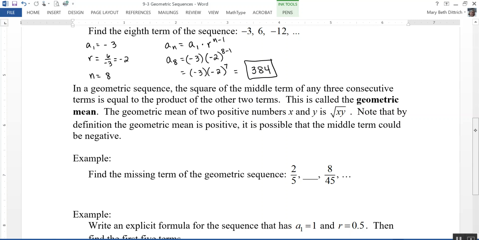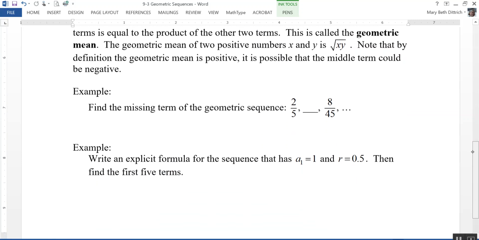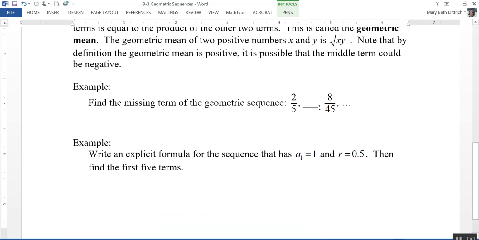So next example says find the missing term of the geometric sequence 2/5, and there's my blank term, and 8 over 45. So the geometric mean is going to be the square root of 2/5 times 8 over 45, which is equal to the square root of 16 over 225, and both of those are perfect squares, and that's equal to 4 over 15.